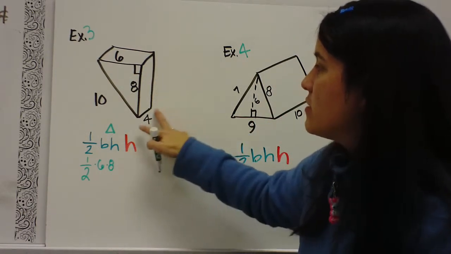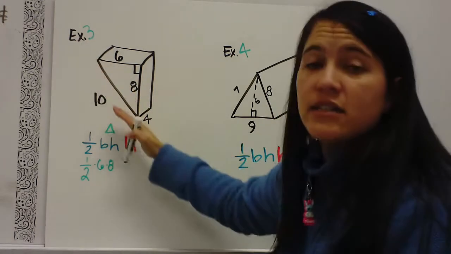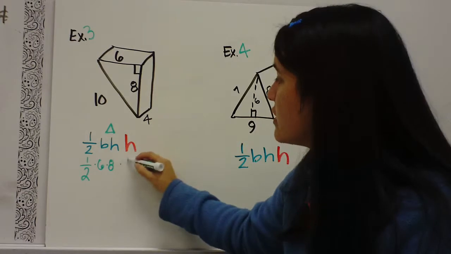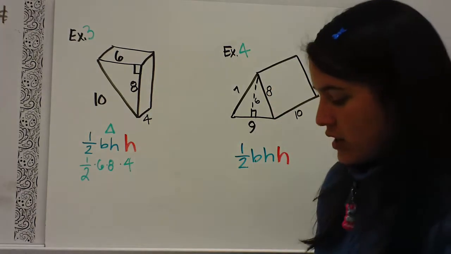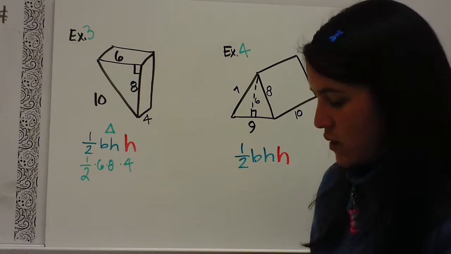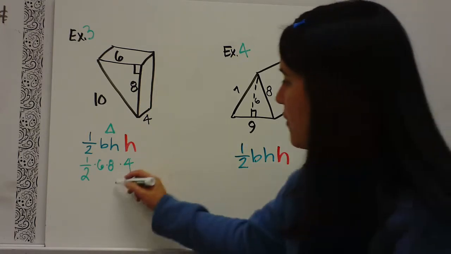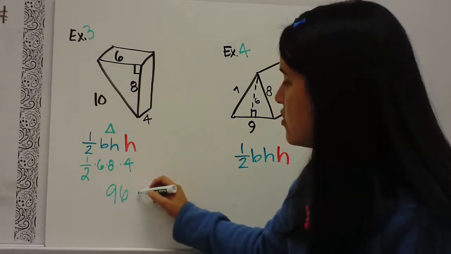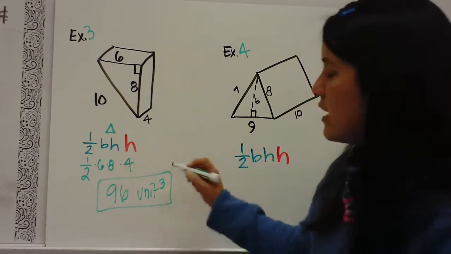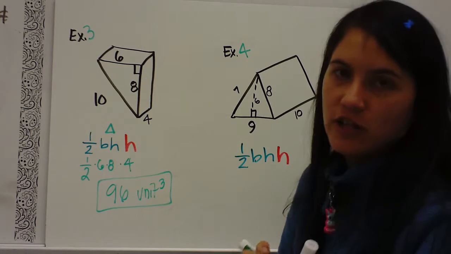The height of the prism is 4. 10 is on the triangle. That doesn't tell us how tall the prism goes up. So the prism height is 4. We're going to type that in. 1/2 times 6 times 8 times 4. And we're going to get 96 units cubed. I didn't give you any kind of units, so that's why we're just saying units cubed.